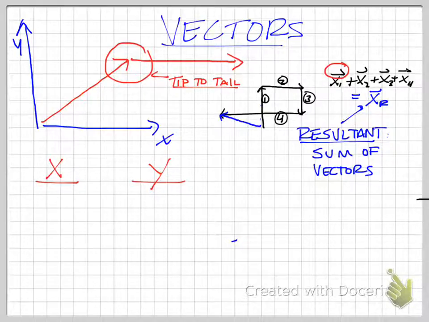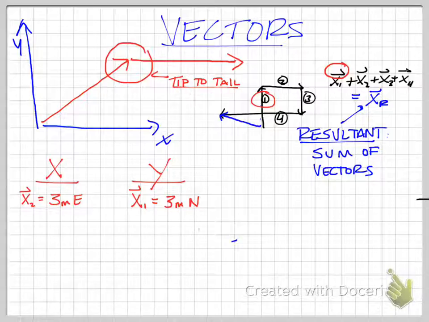So vector 1 is all in the y direction. What we would say about vector 1, and this is how we wrote vector 1, is 3 meters to the north or up. Vector 2 is not in the y direction, it's in the x direction. So vector 2 would be 3 meters to the east. Vector 3 would be in the y direction, 2 meters south.